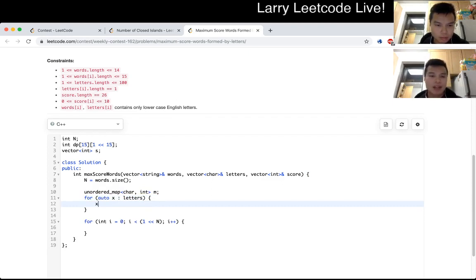And here I probably could have used an array of 26 characters and just incremented it, but instead I used an unordered map because I didn't want to think about it that much. Not a big deal either way. It's all of 26, right? It's constant.